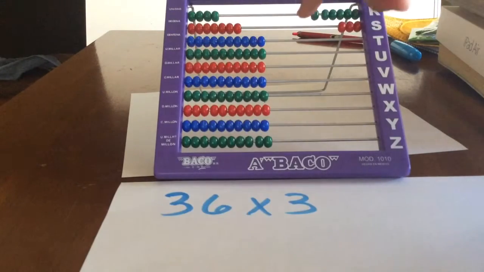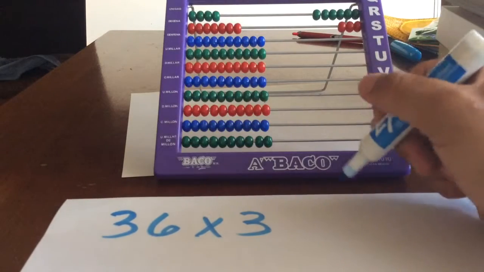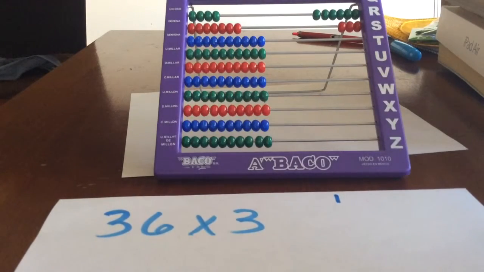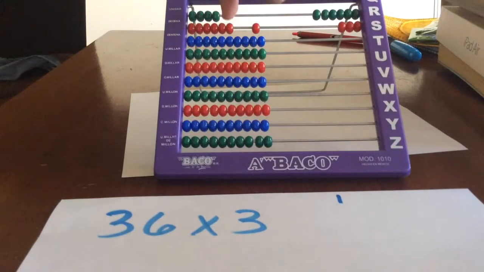I'm going to make a note of that. That's my first 36, right? So let me put a note here. That's my first 36. Second 36. 1, 2, 3.